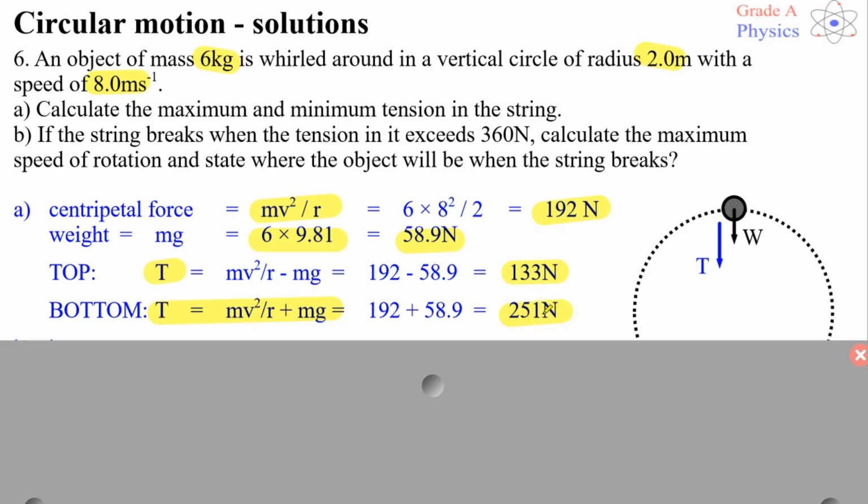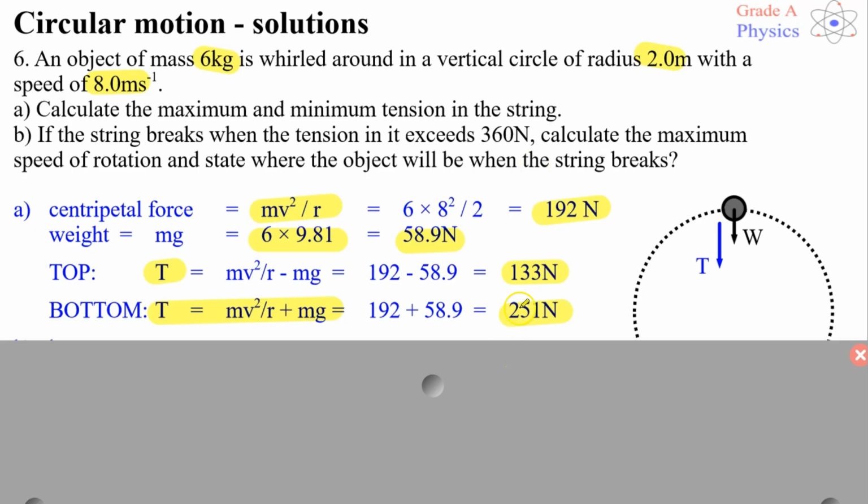As we probably mentioned earlier on in this topic, the maths involved is not particularly difficult, but a lot of students get really confused about what's going on with the weight and the tension and the centripetal force. So once we have these two values, we either add them together to get the bottom tension or subtract them to get the tension at the top.